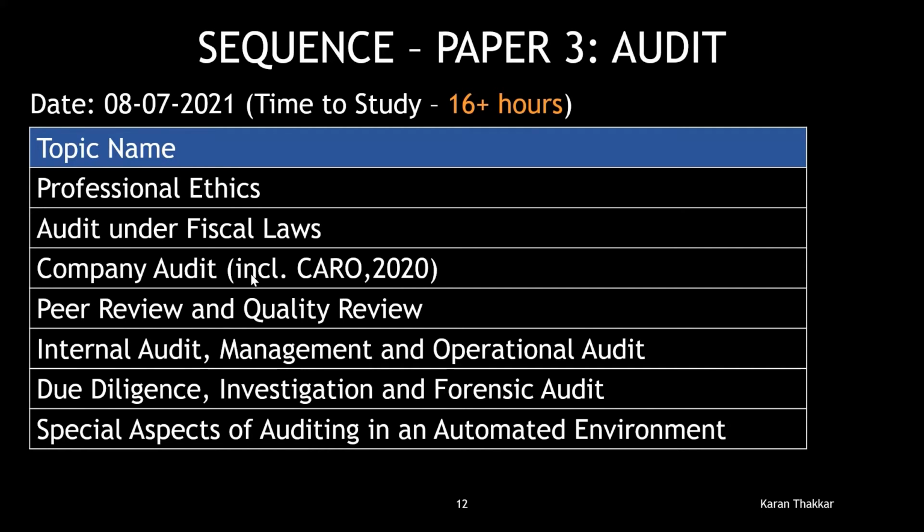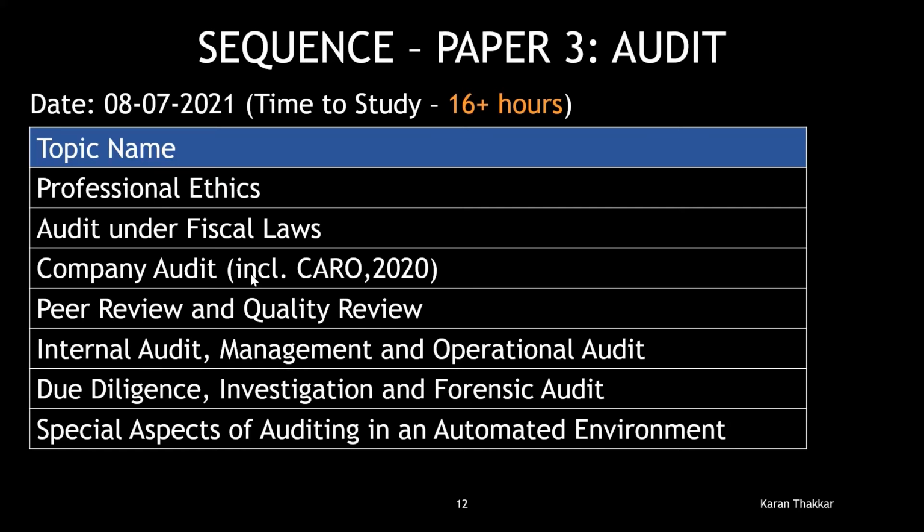Next, do audit under fiscal laws. Weightage is about say 8 to 10 marks. Your focus should be on the latest clauses that are added in the tax audit report, audit of trusts under Income Tax Act, and of course you can't ignore GST. Then company audit, in that CARO 2020 is very important.